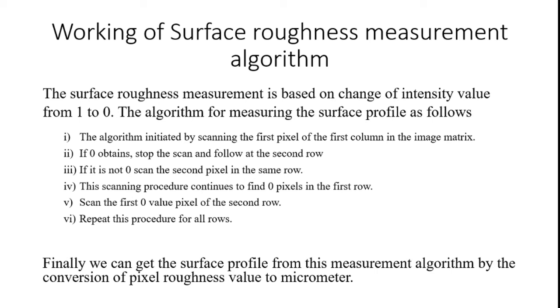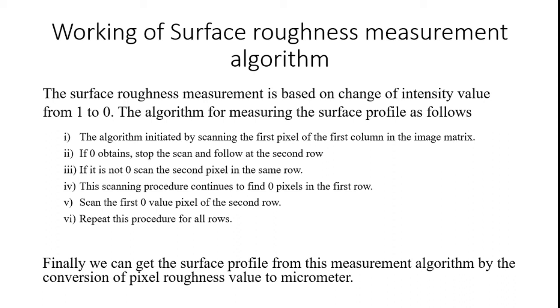The algorithm for measuring the surface profile is as follows. In the first step, the algorithm is initiated by scanning the first pixel of the first column in the image matrix. Every image can be split into an M cross N matrix, where M is horizontal and N is vertical, so we can allocate N rows with M columns. If 0 is obtained, stop the scan and follow the second row. 0 means the dark side, so the surface is not available in the image, and we move to the second line of the image. If it is not 0, scan the second pixel in the same row.